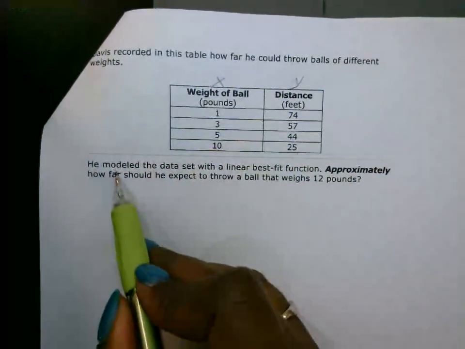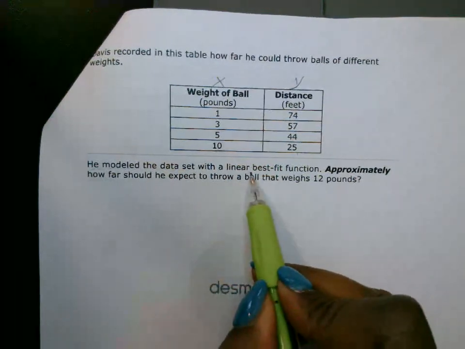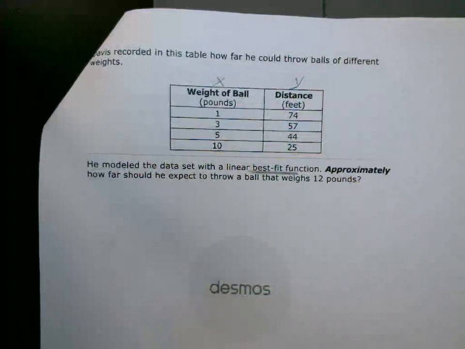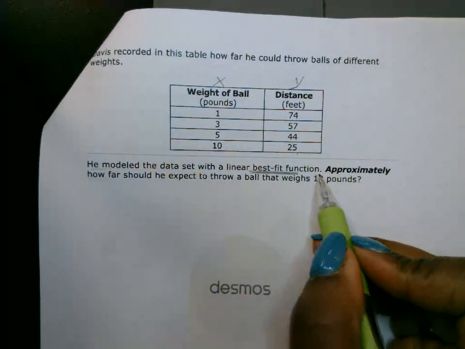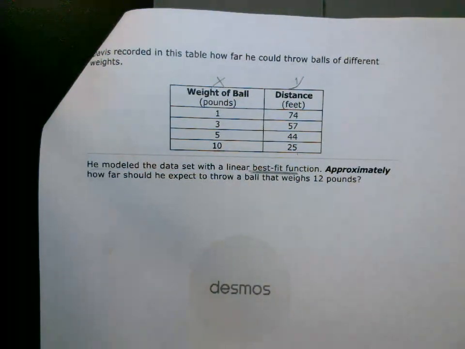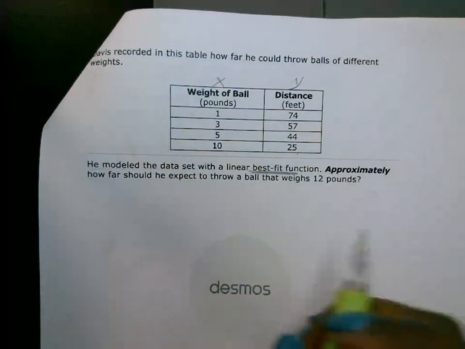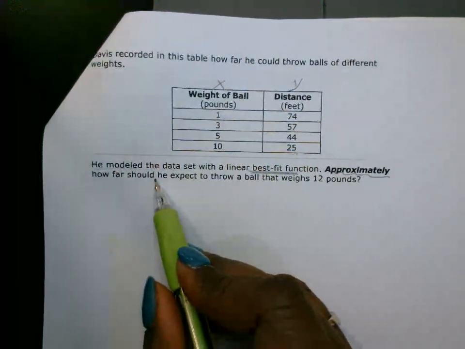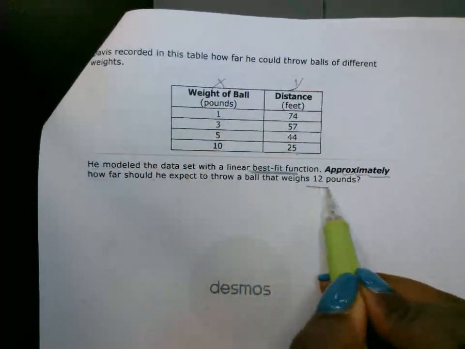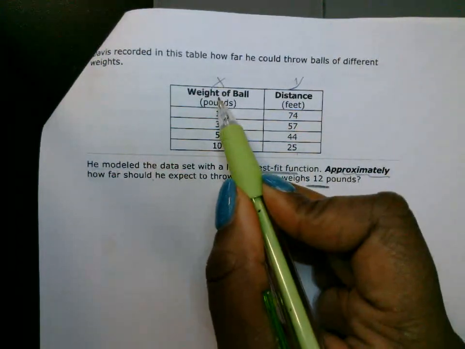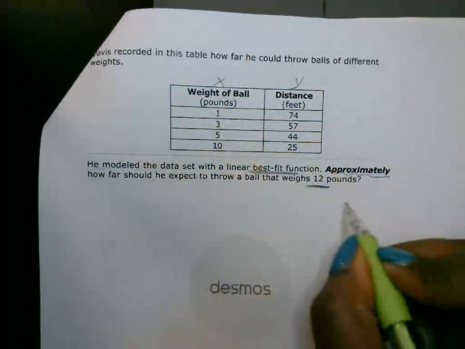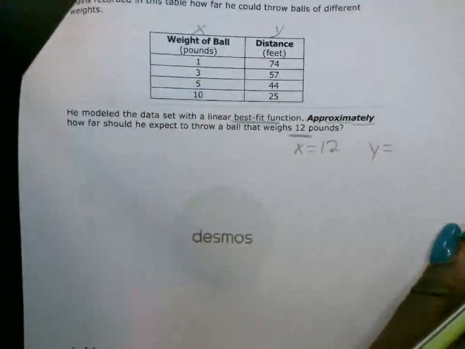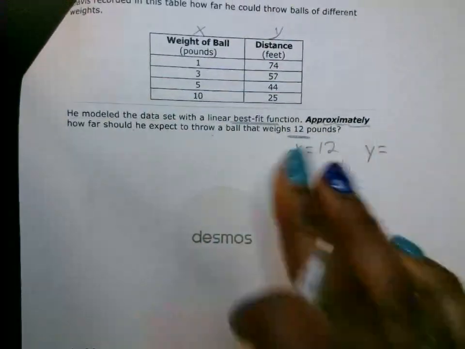Okay, so he modeled the data set in a linear best fit function. So it's asking for the line of best fit. And the best way to do a line of best fit is in the calculator. Approximately, we're estimating how far he should expect to throw the ball that weighs 12 pounds. The weight of the ball is X. So they have given you the value of X and want you to find the value of Y. And the most accurate way to do that is in your calculator.